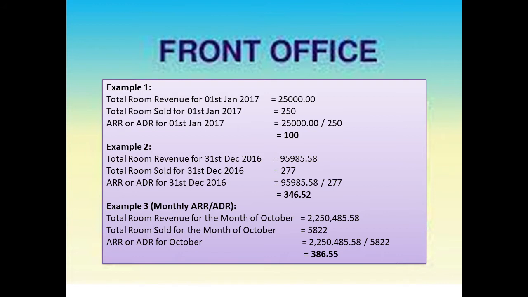So that is equal to 346.52. For our example number 3, which is the monthly ARR or ADR, the total room revenue for the month of October is 2,250,485.58. The total rooms sold for the month of October is 5,822. The ARR or ADR for the month of October is equal to 2,250,485.58 over 5,822 equals 386.55.